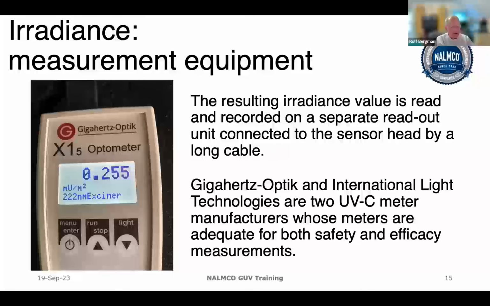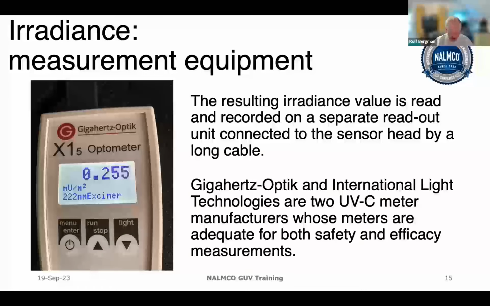Gigahertz Optic is one of two. The other is International Light Technologies. These two manufacturers provide UVC meters that are adequate for both safety and efficacy measurements. Efficacy measurements can be obtained by other devices, but the safety measurements are low enough and need to be accurate at a fairly low level, so that these two meters, at least in my view, are the only ones I recommend using. Unfortunately, they are very expensive, on the order of $2,000 and more, but that's another matter.